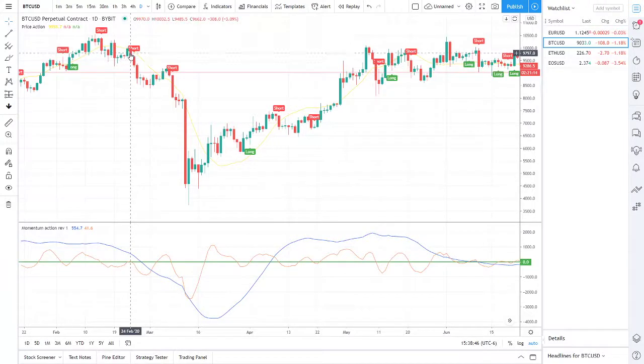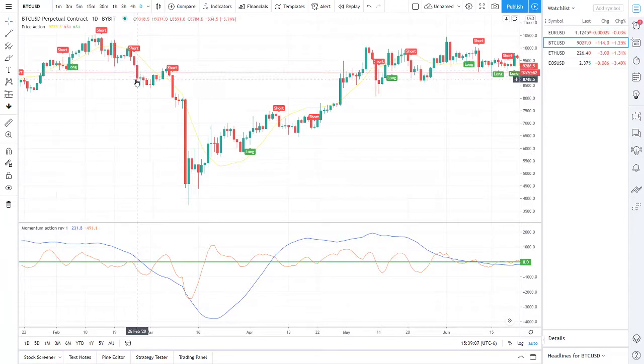So you can even enter a little bit in the middle here on the daily candle, so you're not waiting for the full candle to close, because it will waste a lot of time. But if you want to be on the safe side, you can open the position on the next bar. So this is about the entry.